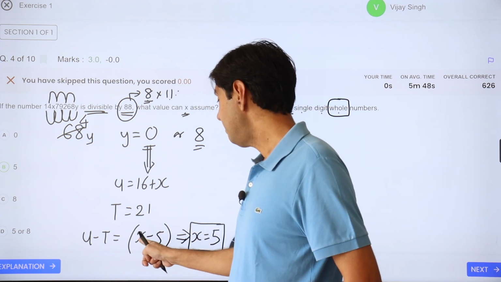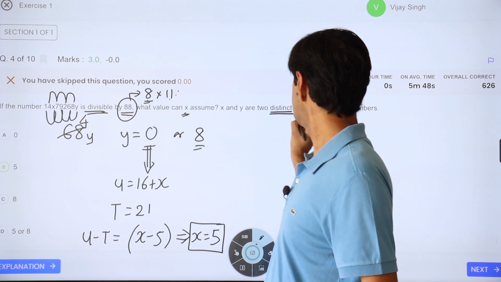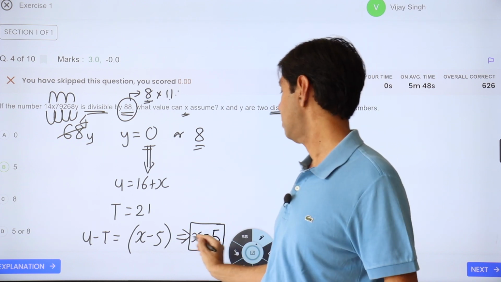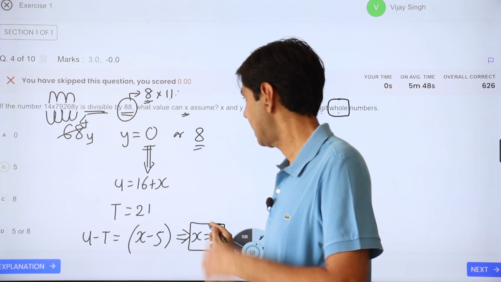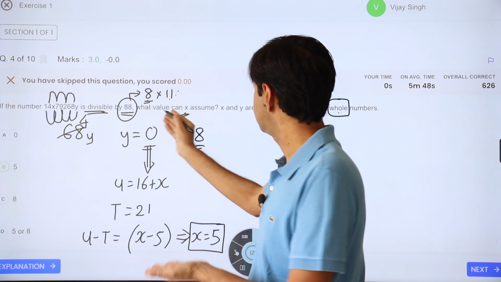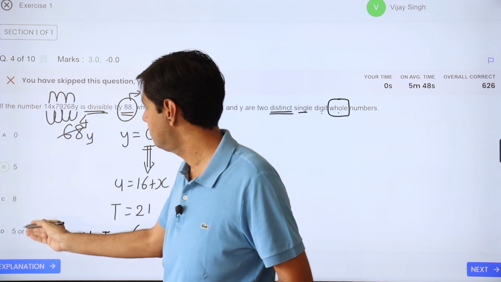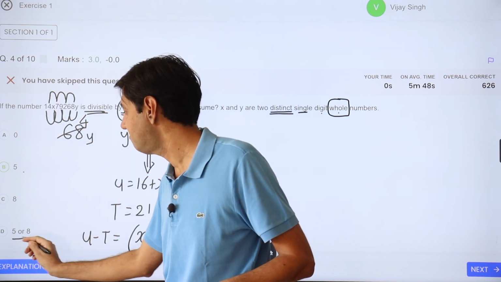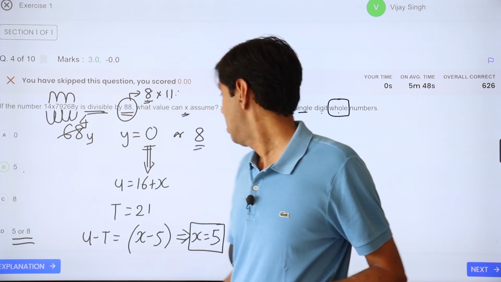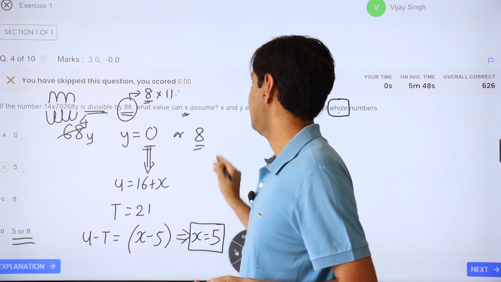Yeah, this would be 11 when x is 16, but x is a single digit whole number, no? So x can't be 16 and so on. So x is equal to 5. The question is asking what value can x assume? I see a 5, but I also see a 5 or an 8. So you'll have to take the second case also.